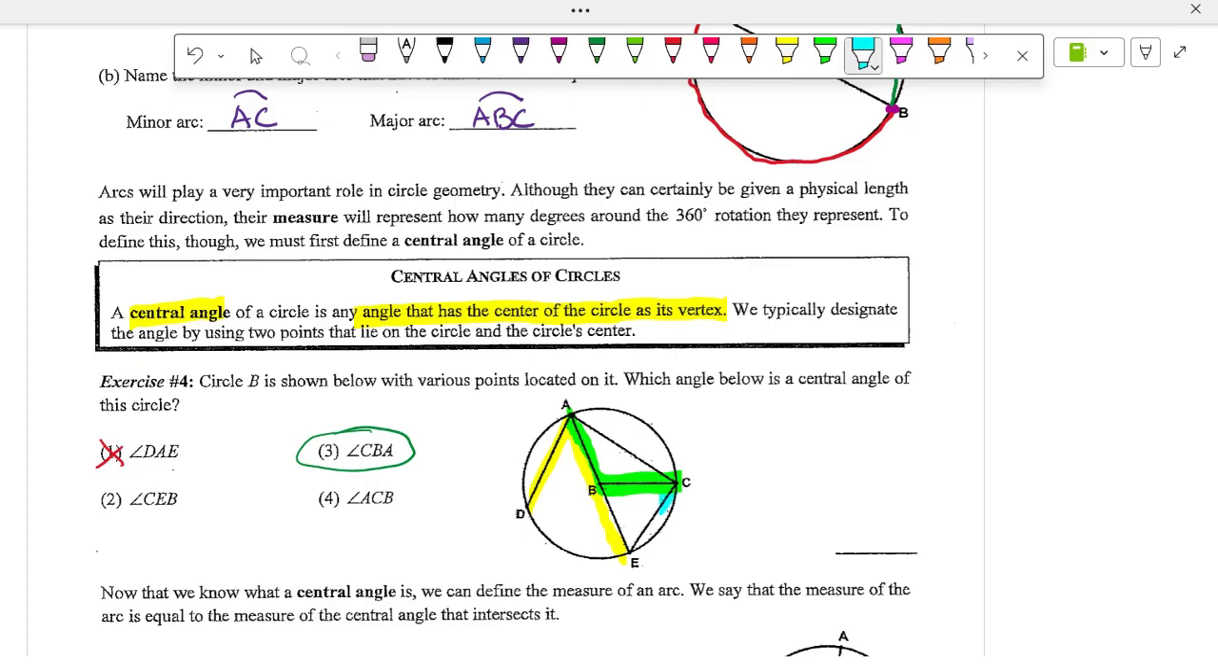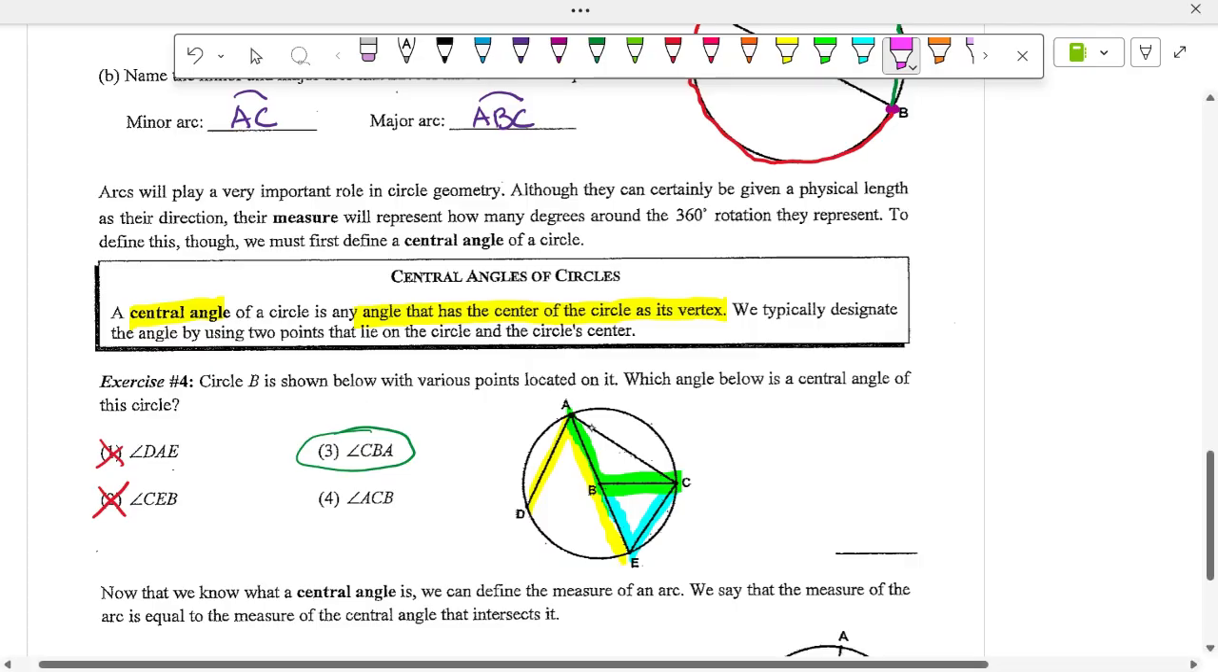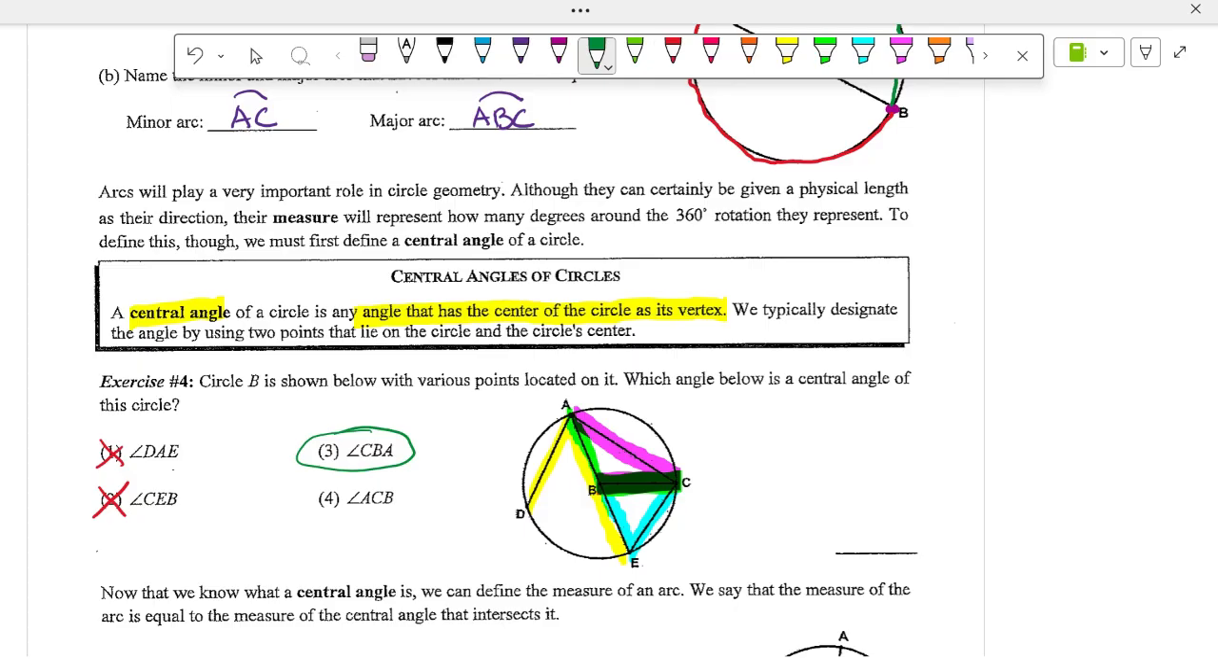So CEB. Is that a central? Nope. Vertex isn't at the center. One of its endpoints is, but not the vertex. And then ACB. What about that one? Nope. Same thing. Vertex is not at the center. So the vertex has to be the center, not just any points. So 3 is your answer.